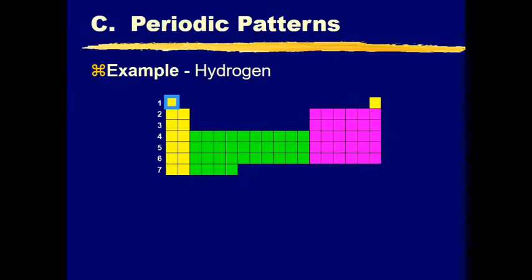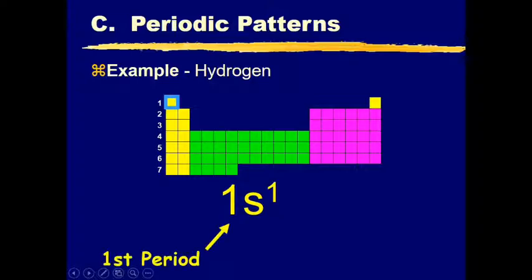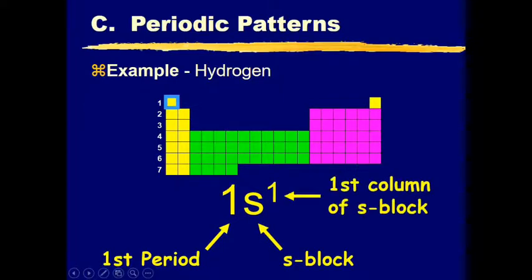And this right here, for an example of hydrogen, you have 1s1. The large number out front represents the period that it's on and also the energy level. We've got the block, and then this represents the column within the block. So it's the first column of the S block, so S1.